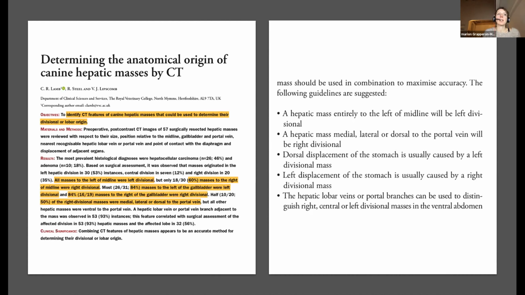And the hepatic lobar veins or the portal branches can be used to distinguish right, central and left divisional masses in the ventral abdomen. And personally, what I use the most is looking at the hepatic and portal branches to help me identify which lobe is affected.